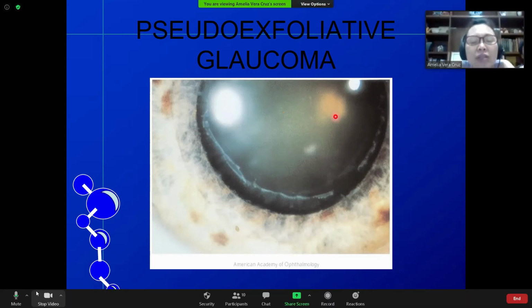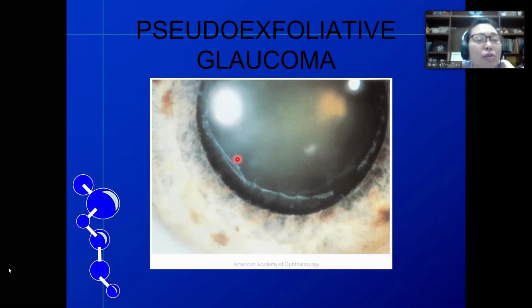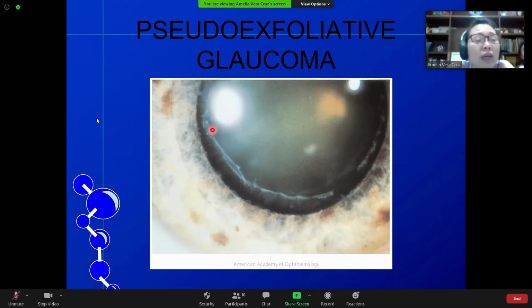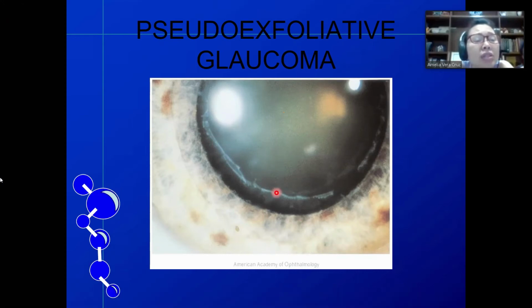So, in this kind of patients, normally, the zonules here also have defects. Ang zonules dito, mayroon din mga ganyan na deposits. So, the zonules are weak. So, when you do cataract operation, usually nagka-complication ka dito na nagkakaroon ka ng zonulitis.